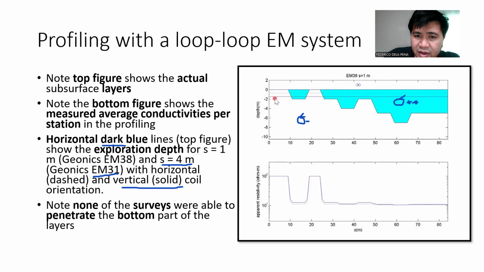So this is the depth penetrated by the VCP. It should be 6 meters, but anyway. So this is the depth penetrated by the VCP with spacing of 4 meters. And then the horizontal dashed line here is HCP with a spacing of also 4 meters. Okay.